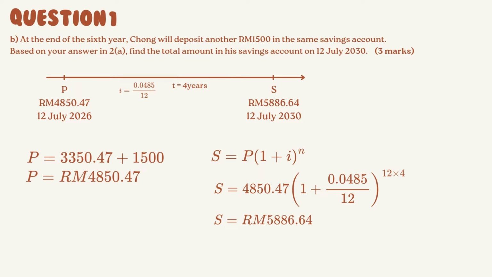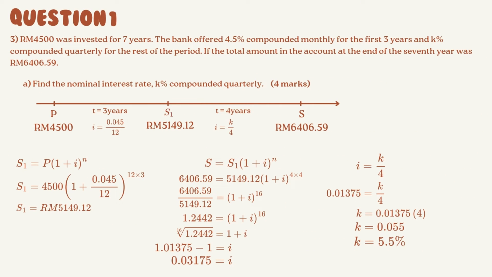And for this question, we need to add RM1500 to the future value at the end of the 6th year, which is RM3350.47, to become the new original amount deposited. After that, we need to substitute the amounts of P, I, and N into the formula to find the maturity value on 12 July 2023. From the question, RM4500 was invested for 7 years.